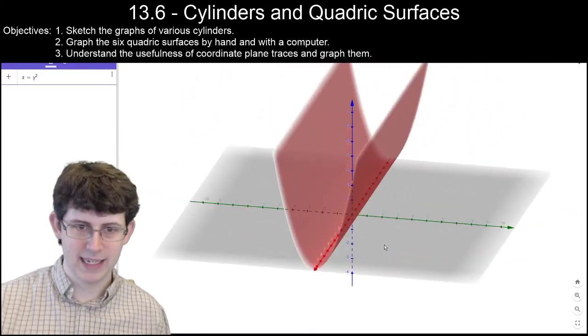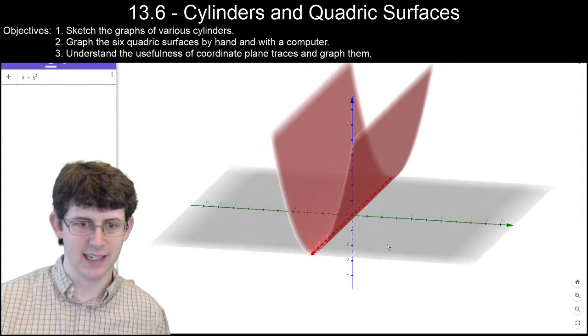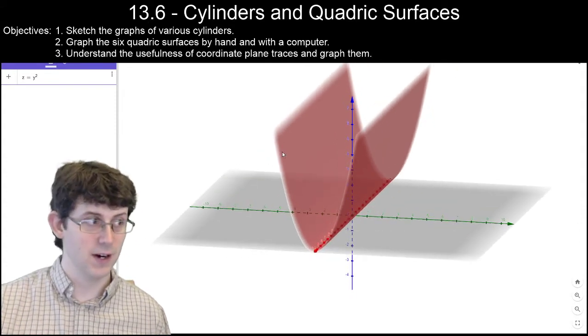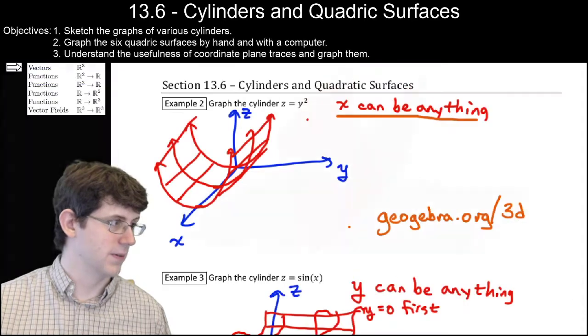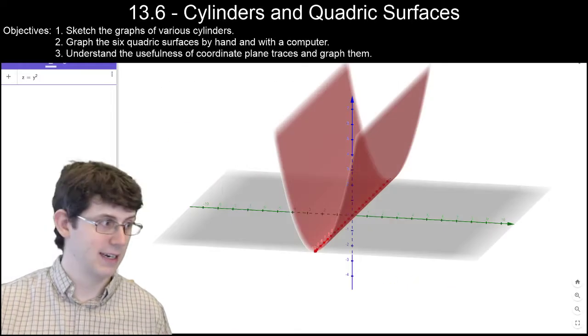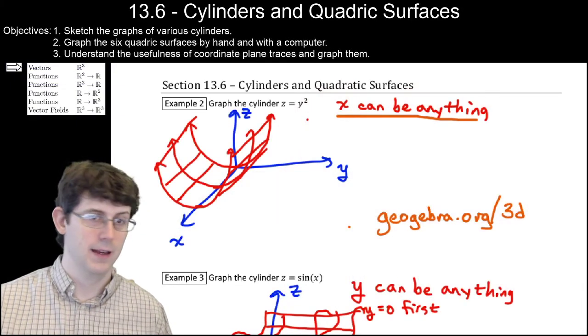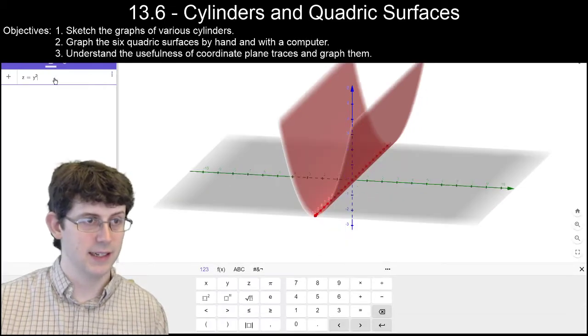Our positive x-axis in our picture was like this way. So this is what we should have drawn. And here's what we had. That's pretty good. Oh, that's not bad. Let's try z equals sine x.